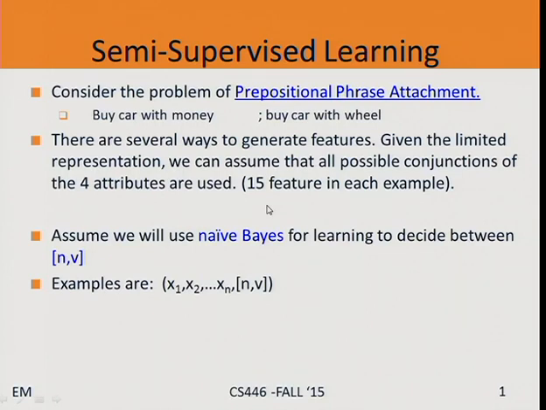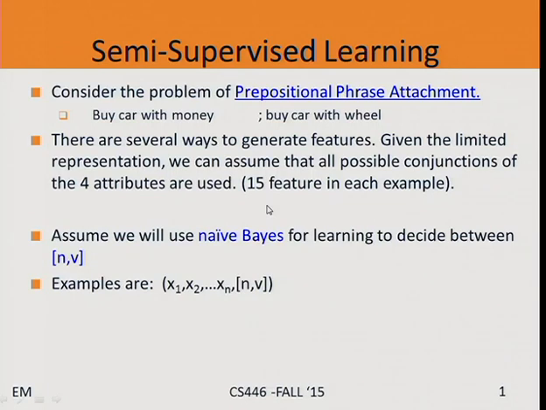The verb, the noun, the preposition, and the other noun that modifies the preposition. So I have four features in each example. You can either take these four features as your example, or you can take all subsets, all possible conjunctions. You have four features. All possible conjunctions are going to give you 15 features. Well, 16, but I don't care about the empty case. So 15 examples. Is everyone clear about how they did this transformation?